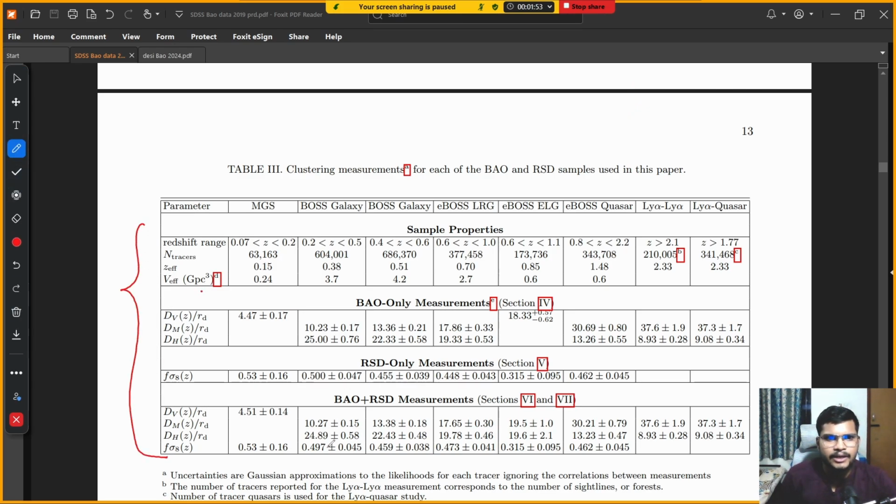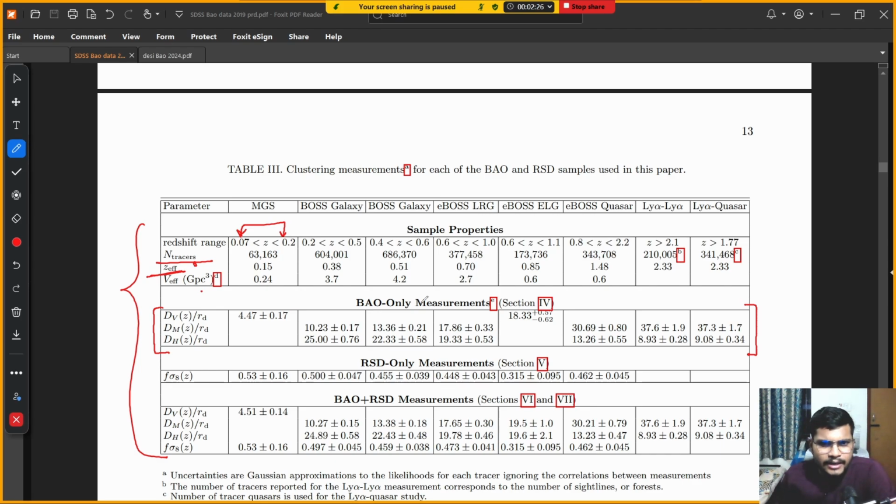Over here, they have given a table showing what the tracers are and how many points they have used. So at this redshift, how many galaxies or whatever tracers there are. From these samples they have extracted the z effective and some observables over here. Now I'm going to talk only about BAO data. I'm not going to talk about RSD as well as BAO plus RSD data sets. All right.